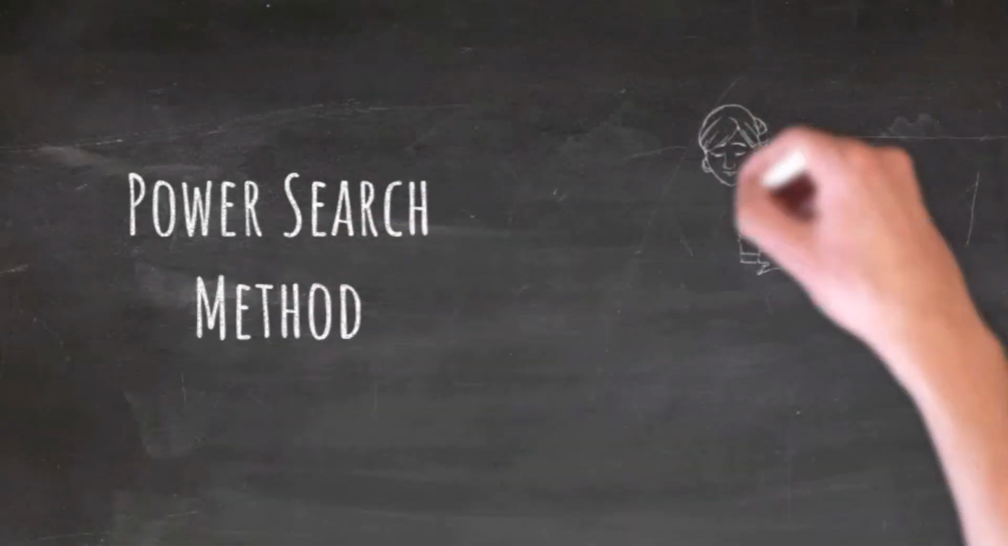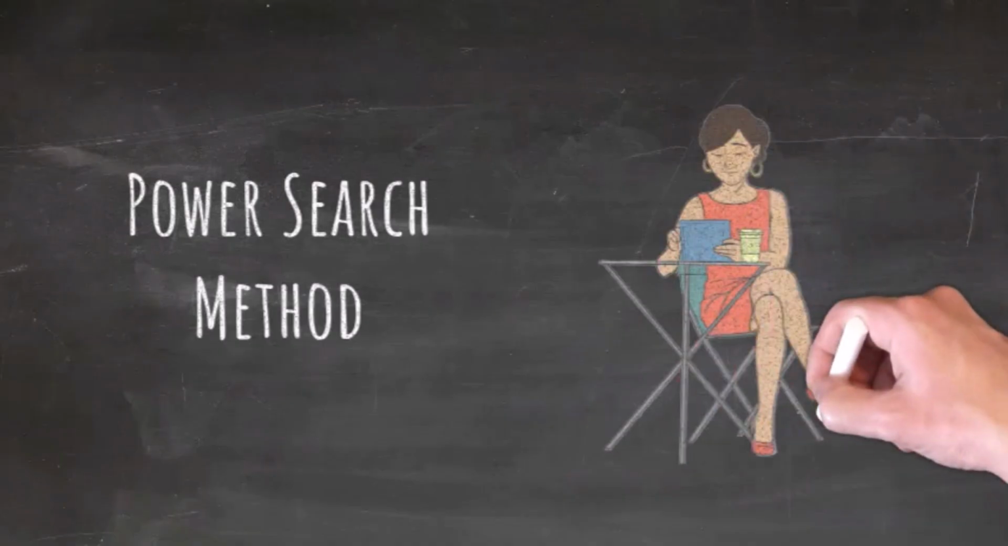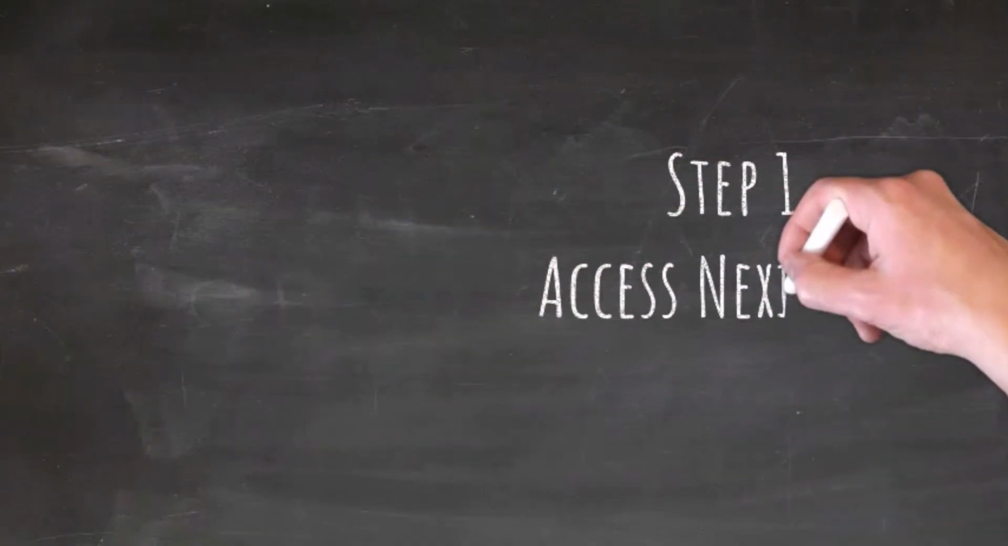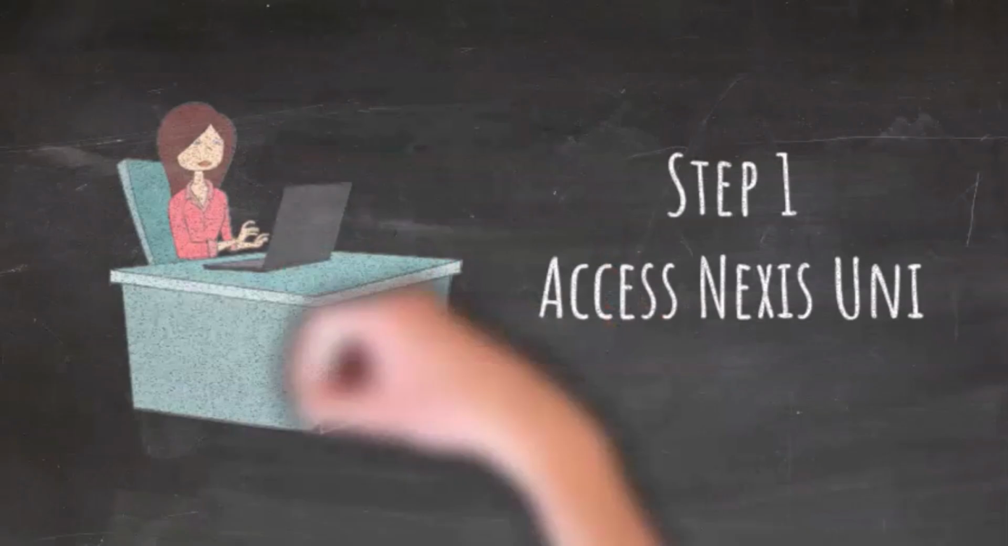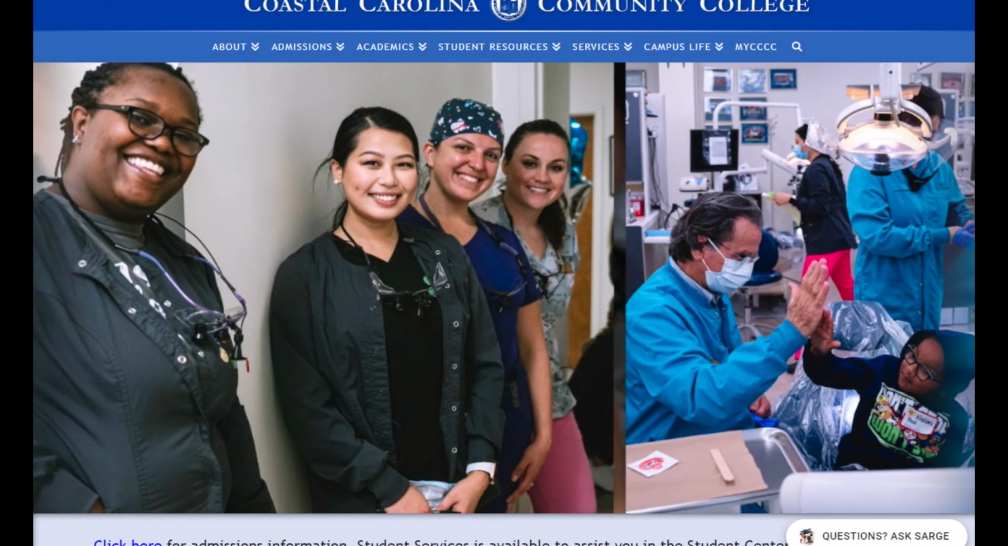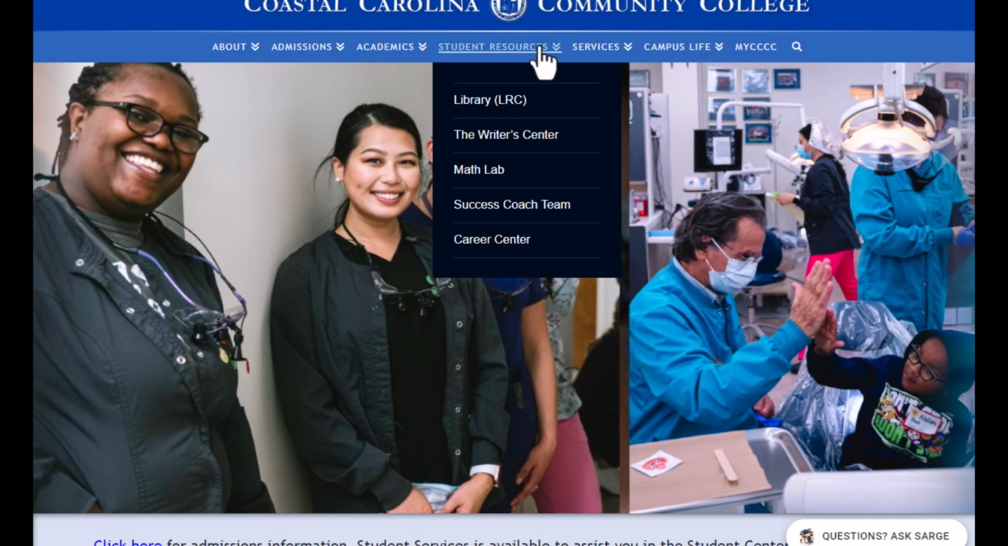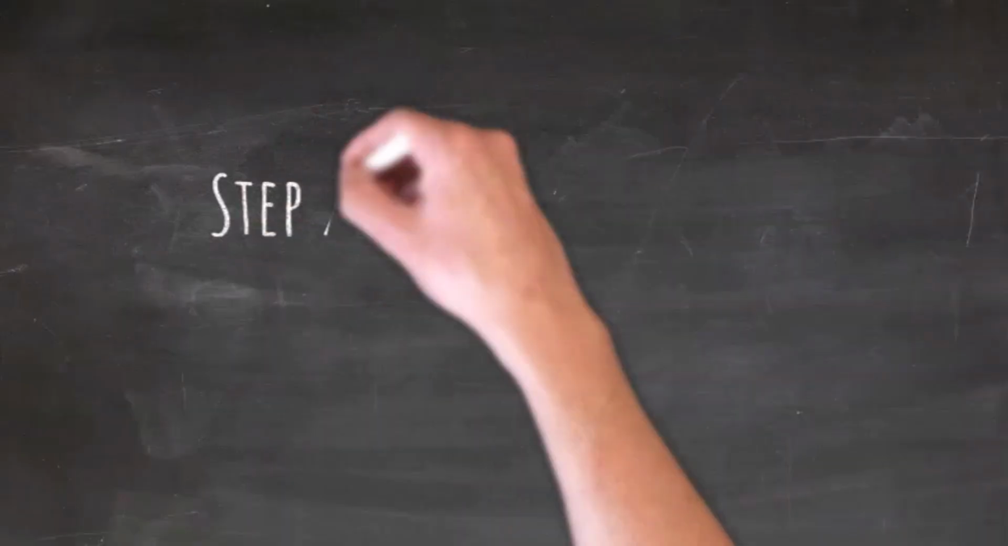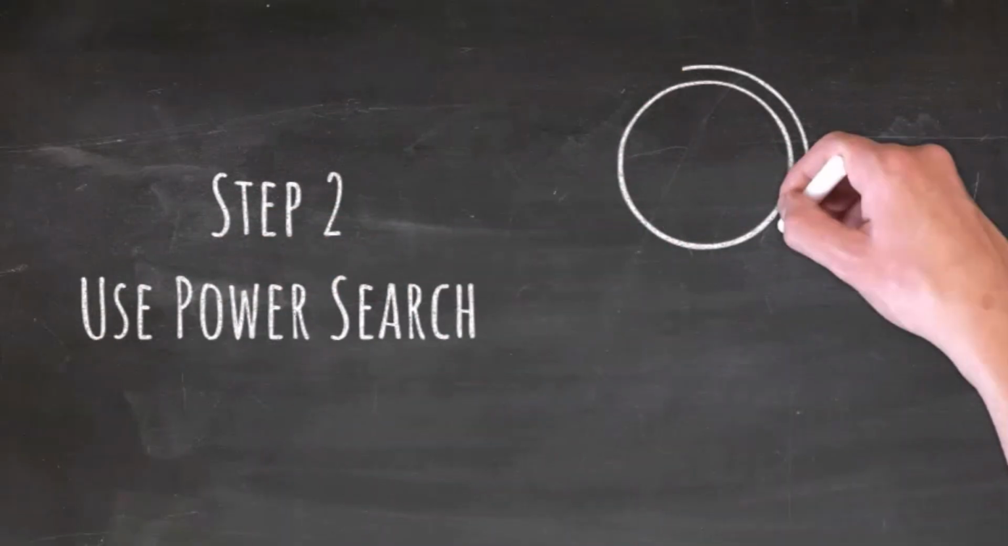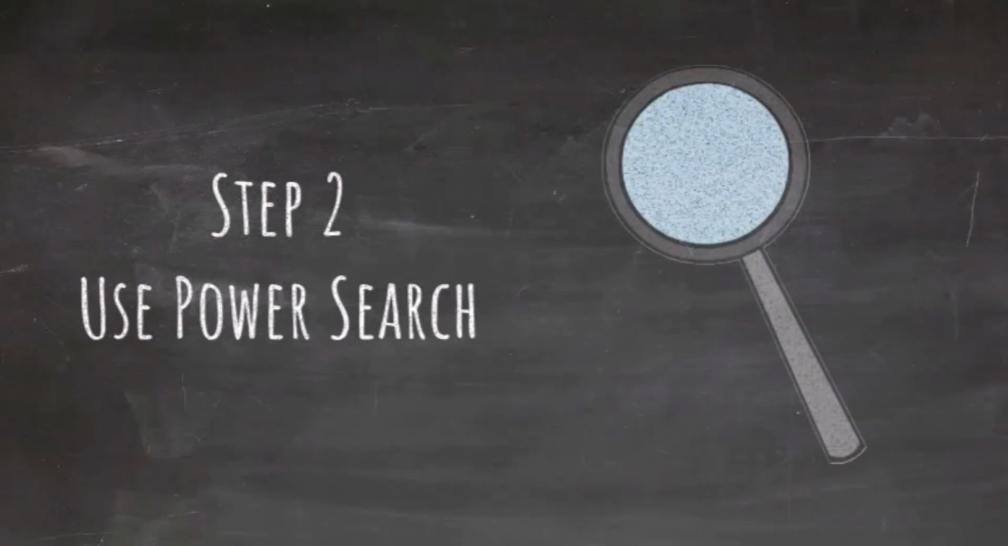Today I want to take you through what's called a power search in Nexis Uni. And it's really one of the quickest ways to get to the answers you need in a secondary source. So our first step is going to be to access Nexis Uni by going to the LRC. And then we can begin to use the power search option.